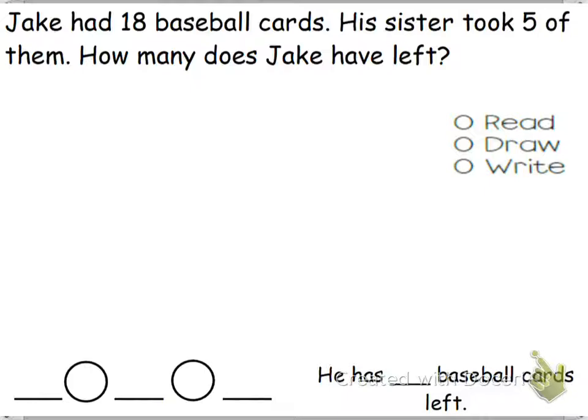Well, we know that Jake had 18 baseball cards. His sister took 5 of them. Well, we know whenever someone takes something, that means we're having to take away, which we know take away means we're subtracting. So I'm putting that little minus on the side to help us remember that we are subtracting.